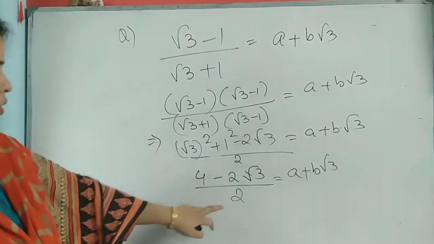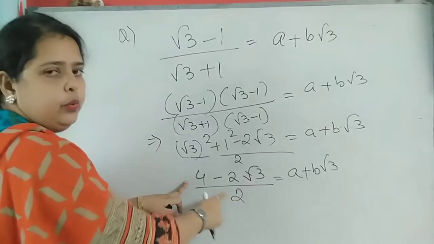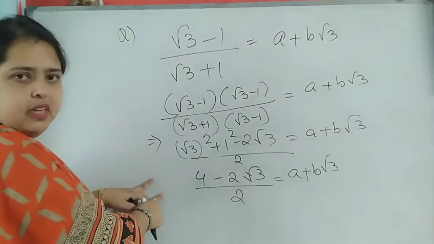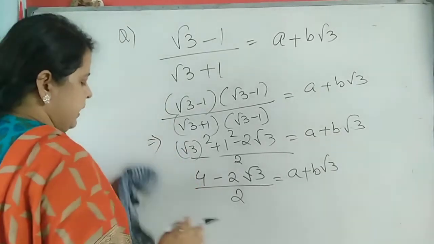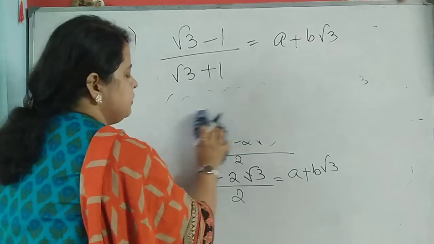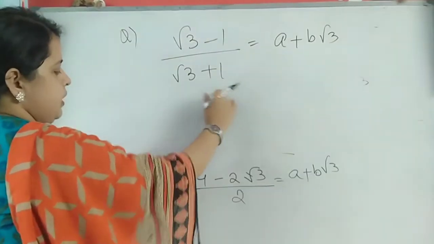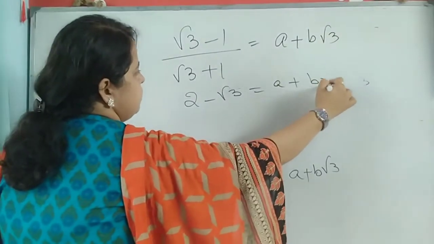Okay. Now this will be separating the numerator. 4 by 2 is 2, or 2 is common from the numerator. So what are you getting? Tell me. I am writing here, I am erasing this part. So it will be 2 minus root 3 equals a plus b root 3.